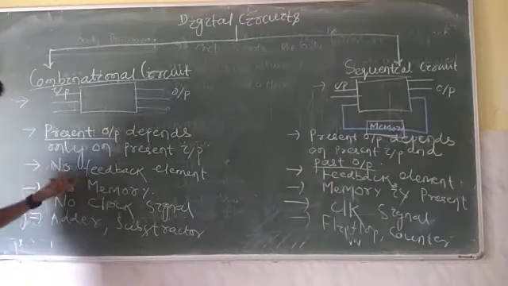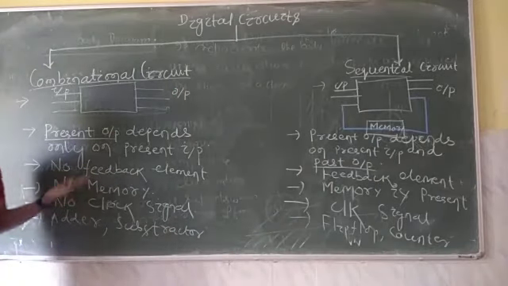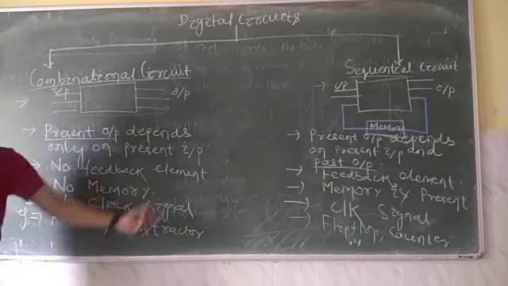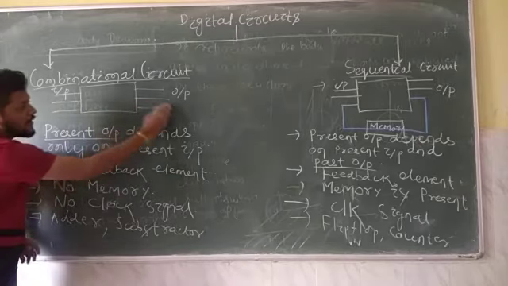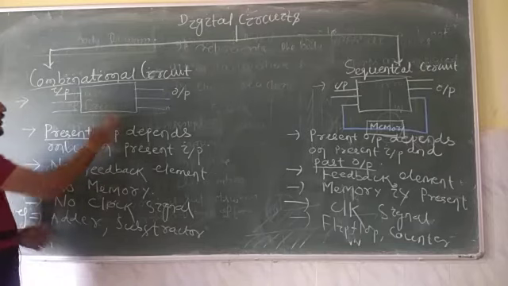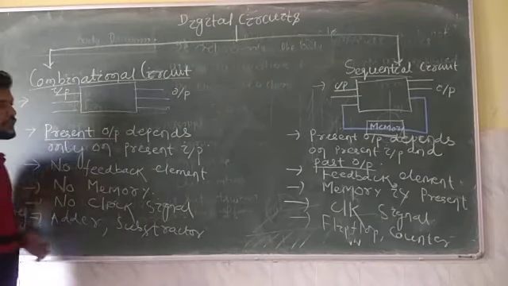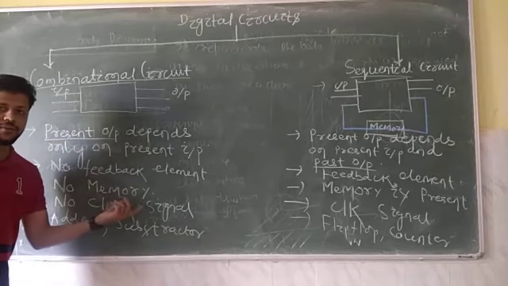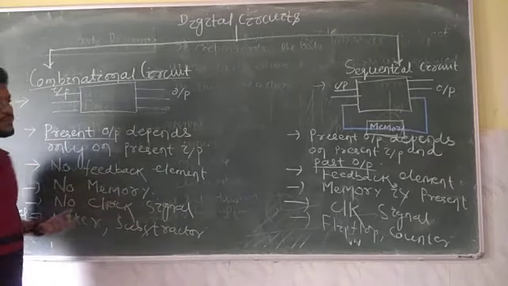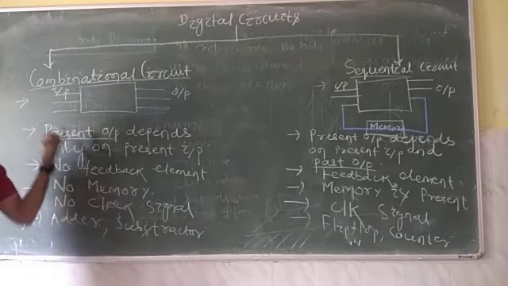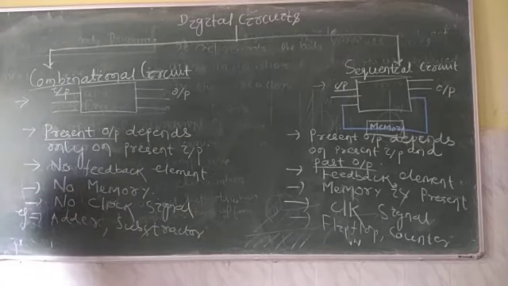These are a few points of difference between combinational circuits and sequential circuits. Here no feedback element is present. Feedback means some part of the output is fed into the input. Here there is no path from output to input, hence no feedback element is present in combinational circuits. But in sequential circuits there is a feedback element. No memory is required in combinational circuits, but in sequential circuits you need to store the data, hence memory is required.